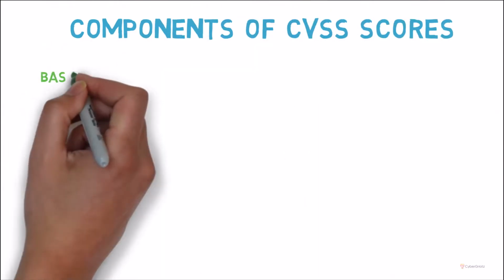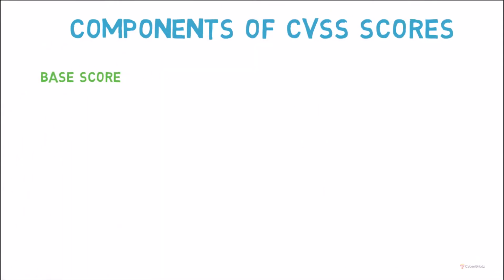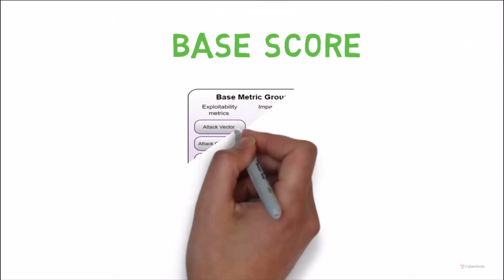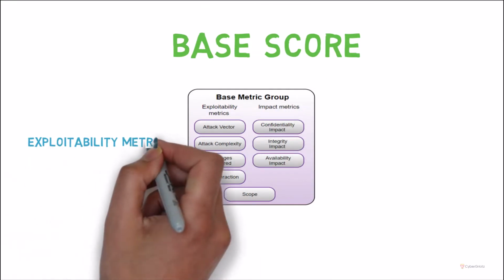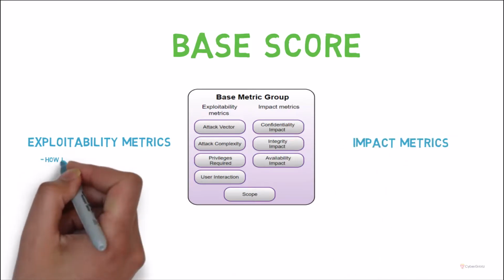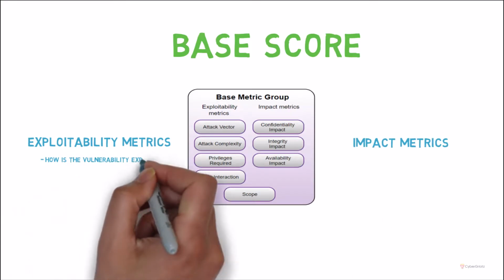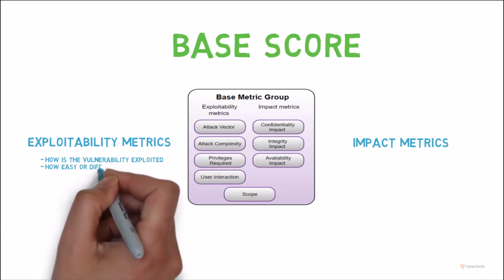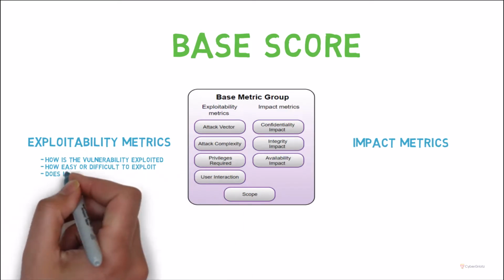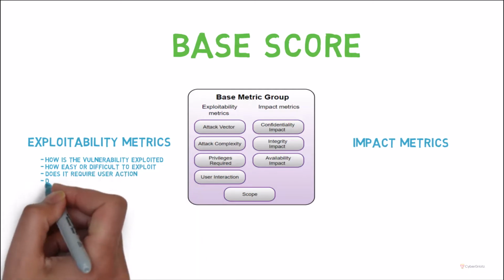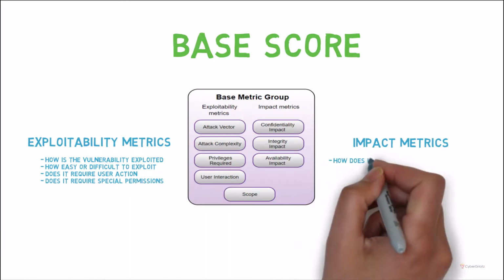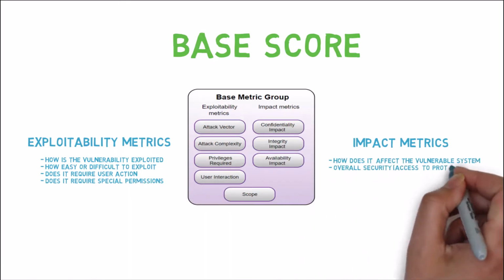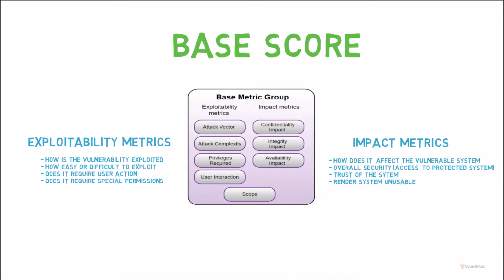CVSS scores are composed of three main components: the base score, the temporal score, and the environmental score. The base score evaluates the inherent characteristics of a vulnerability, including exploitability and impact metrics. Exploitability metrics consider how a vulnerability can be exploited. This includes factors like the attack vector, attack complexity, privileges required, and whether user interaction is needed. Impact metrics measure the potential effects on confidentiality, integrity, and availability of the affected system.